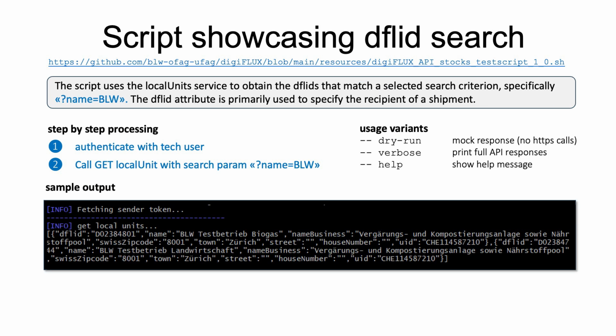And then there's a script to showcase how DFLID works. And it's just a simple case. We give it the search criterion name equals BLW for Bundesamt für Landwirtschaft, obviously. And then the system should return any stocks with BLW in the name, and there should be 2 hits. So the return structure will consist of 2 stock descriptions.